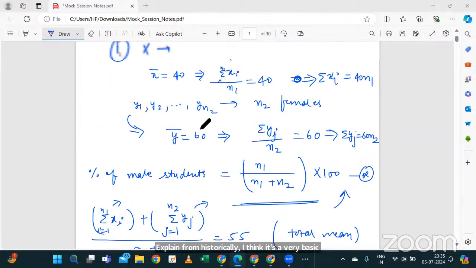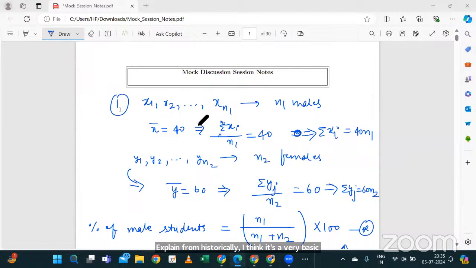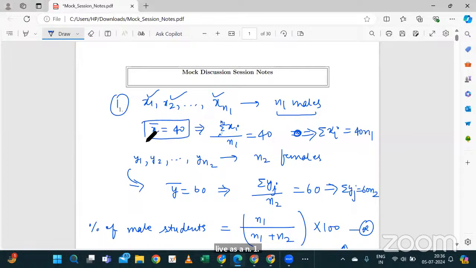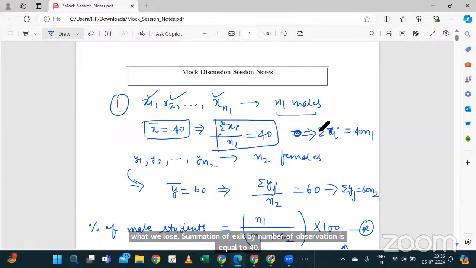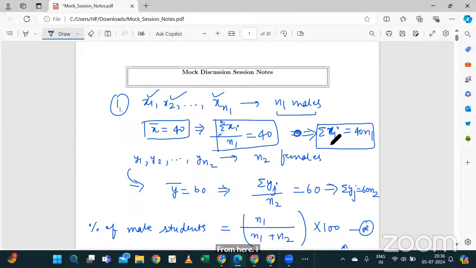Okay, so in the question, the mean for male has been given. Suppose I let x1, x2, up to xn1 be the male observations. Suppose there are n1 males; we don't know the exact number, that's why I let it be n1. The mean is given as 40. We know the summation of xi divided by the number of observations is equal to 40. From here I can calculate the summation of xi is equal to 40 times n1.